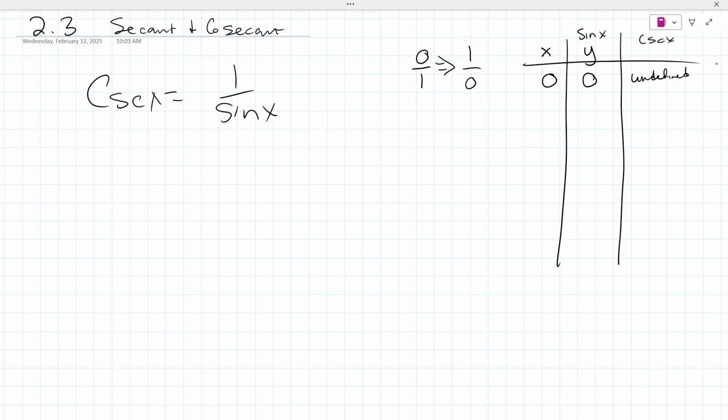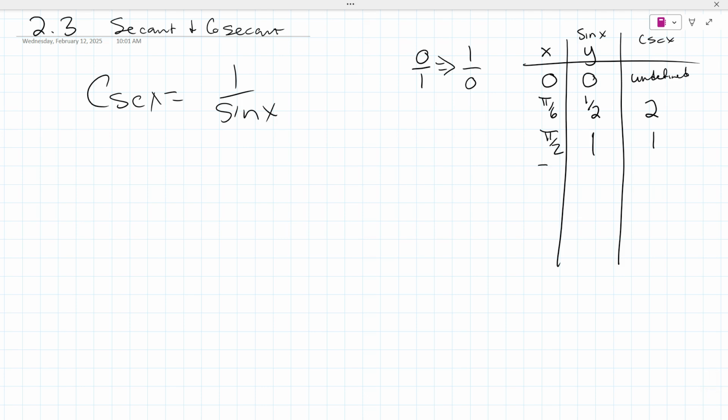So let's look at the next spot. Let's go to pi over 6. What's the sine at pi over 6? One half, correct? Might need a unit circle to help you out. What's the reciprocal of 1/2? 2. Let's go all the way to pi over 2 now. What's the sine of pi over 2? 1. What's the reciprocal of 1? 1. The reciprocal of 1 is 1.